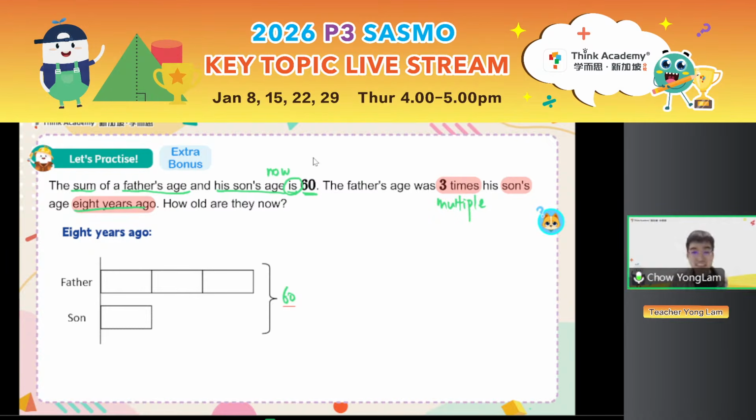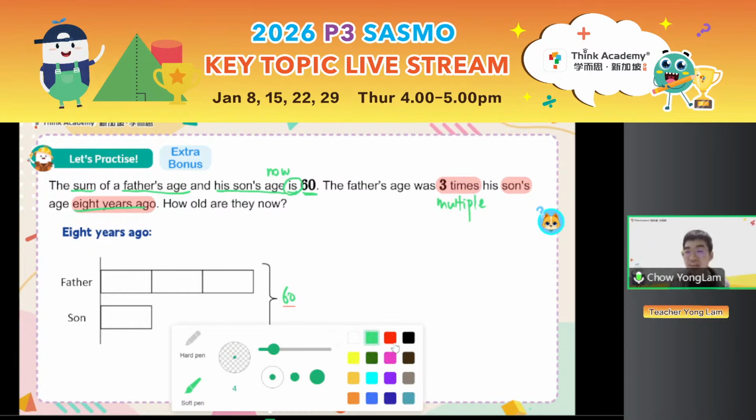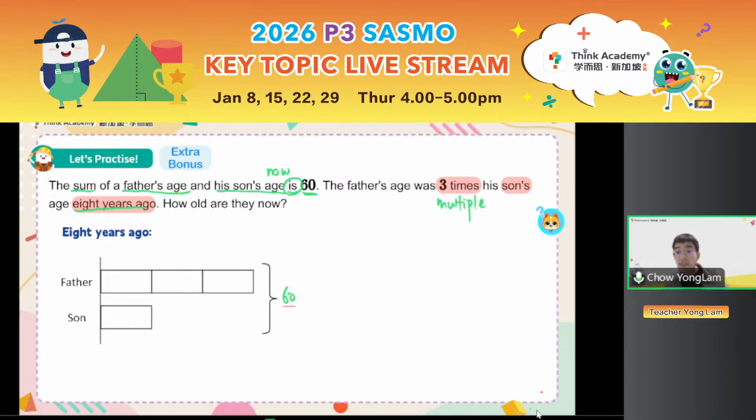They gave you the sum is 60. So does that mean the sum is 60 here? No, right? That's why a tip that I want to mention again is, in an age problem with some difference in multiple, please remember to label the model.